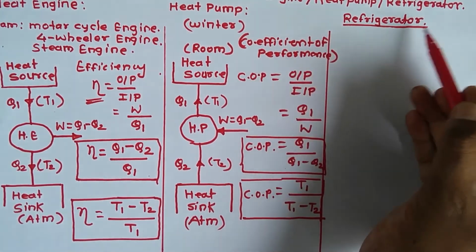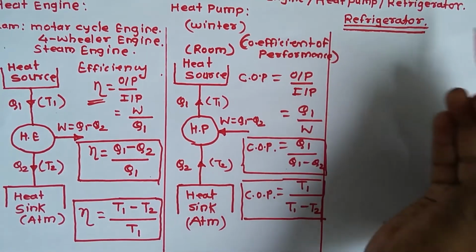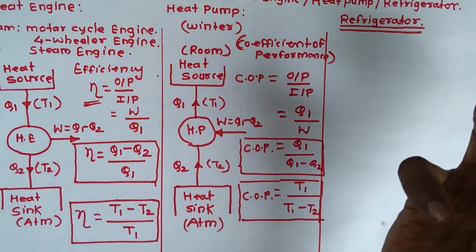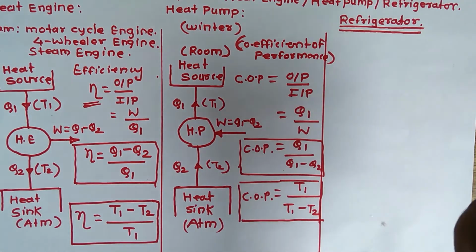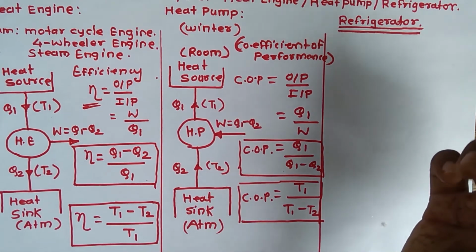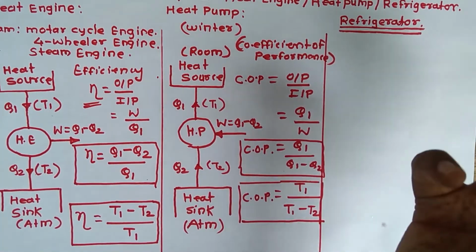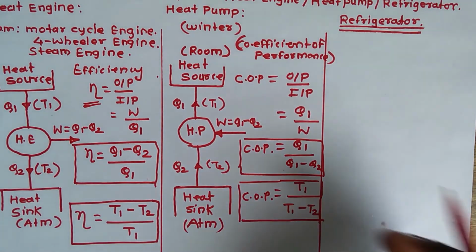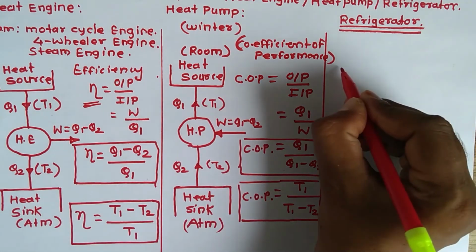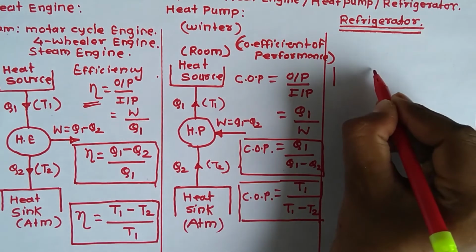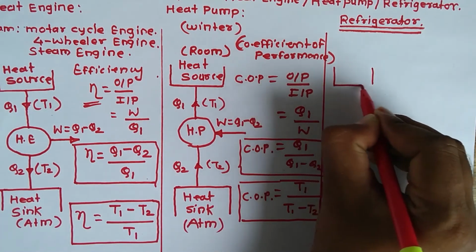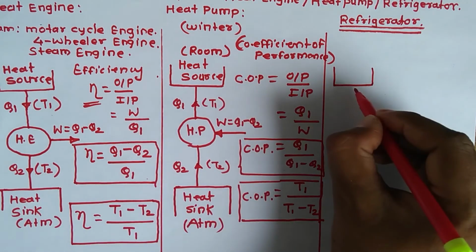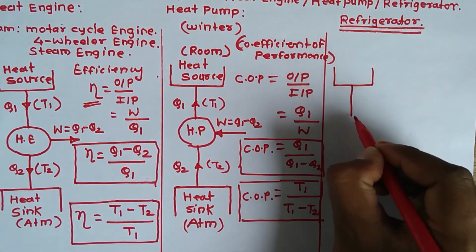So refrigerator is a device which is used to cool the room, or which is used to cool the system or cold storage. So that device is used to cool the system by supplying work on the system. Here also we have to supply work on that system. So for that purpose I will draw the same figure here again, but we can see the direction of heat also. We have to see that direction of heat supply.